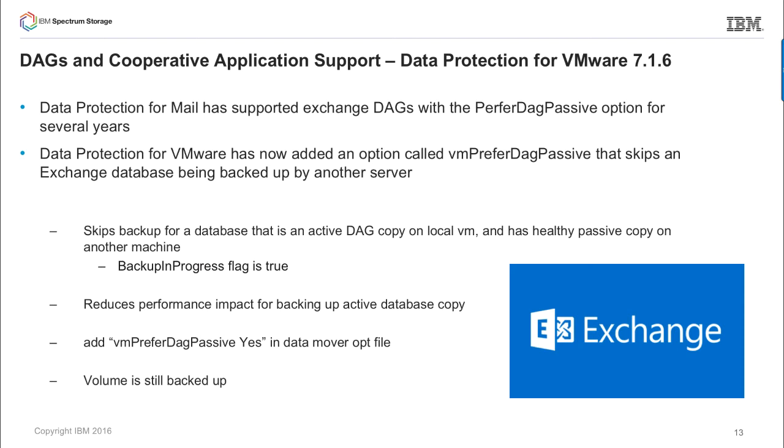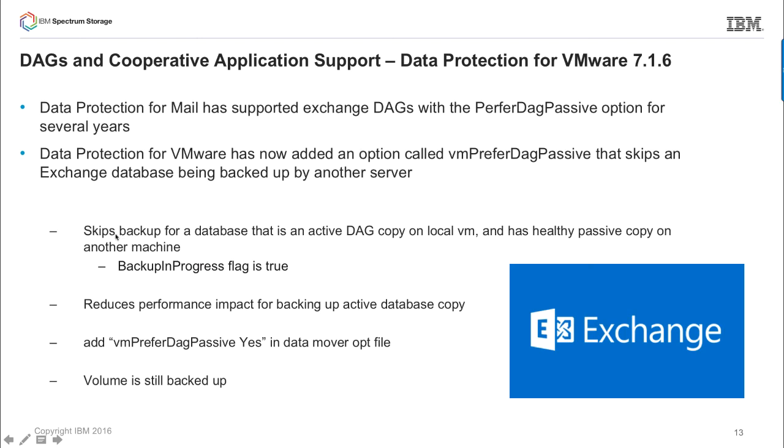Well, this particular option has now been extended to data protection for VMware, Spectrum Protect for virtual environments, so that now even if you're using this cooperative application support with Spectrum Protect for virtual environments, you can include on the data mover this VMware preferred DAG passive. And that really functions in the same way as this preferred DAG passive, except it's working with data protection for VMware as opposed to the native operating system.